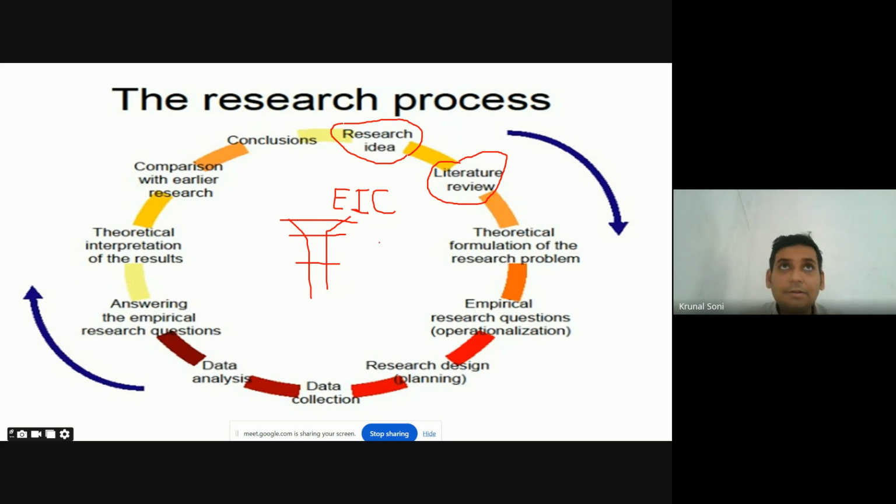So once the literature review has been done and the EIC model has been identified, we have to have theoretical formulation of the research problem, right? So out of this, you have your own topic, and you have also gone through the literature review. So you have certain idea of what has already been done in this topic, and what exactly you want to do on this particular topic. So the gap between these two is considered to be the problem statement. Clear? So that is called problem.